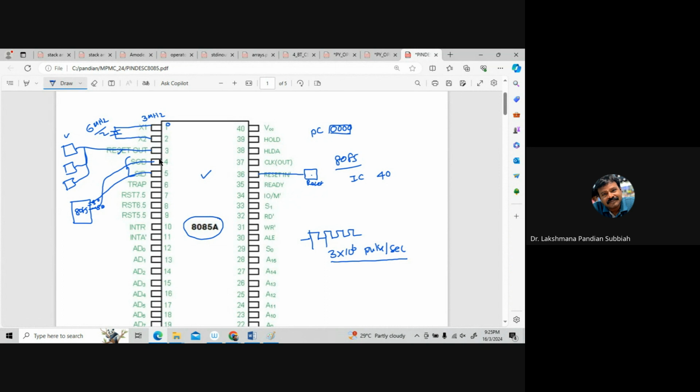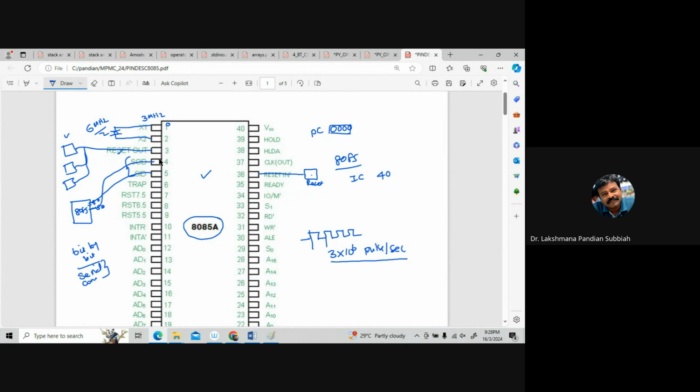Serial communication means bit by bit communication, through those two lines. There are two types of communication: one is parallel, another is serial. In serial communication we transfer bit by bit. In parallel communication we communicate byte by byte. Here we are using only serial communication.